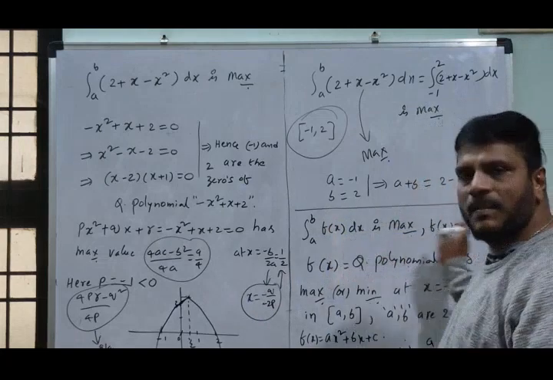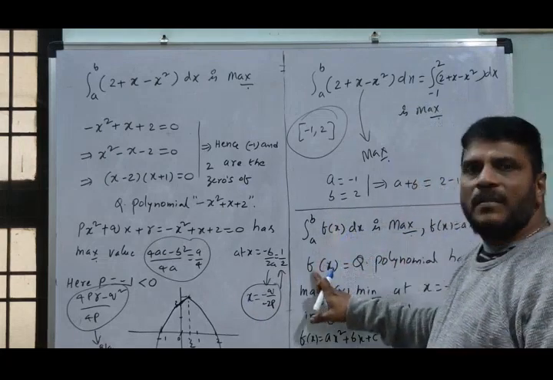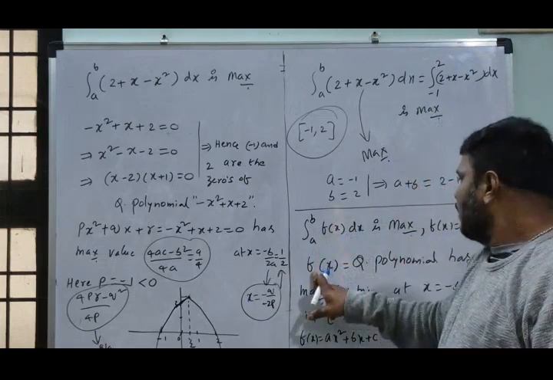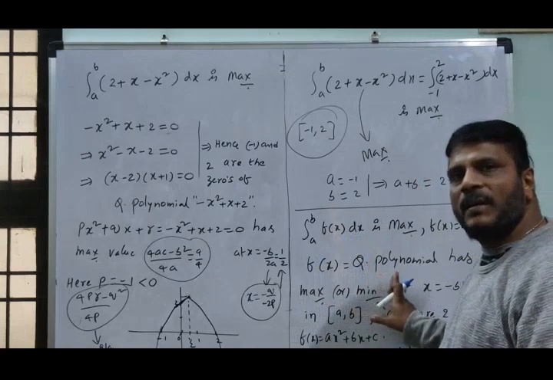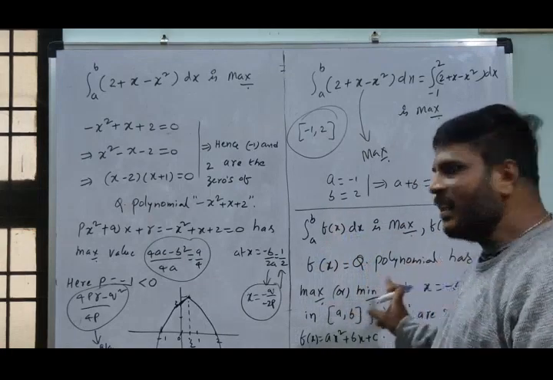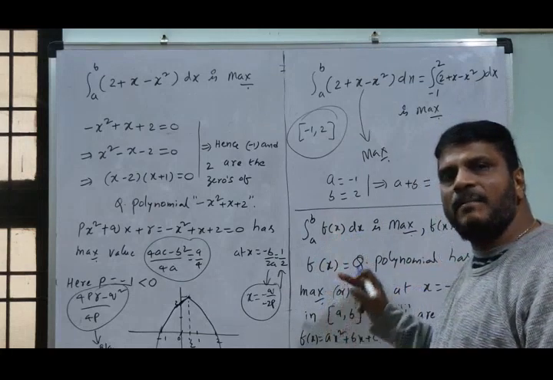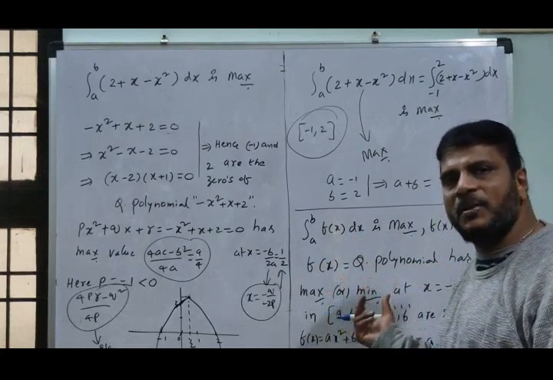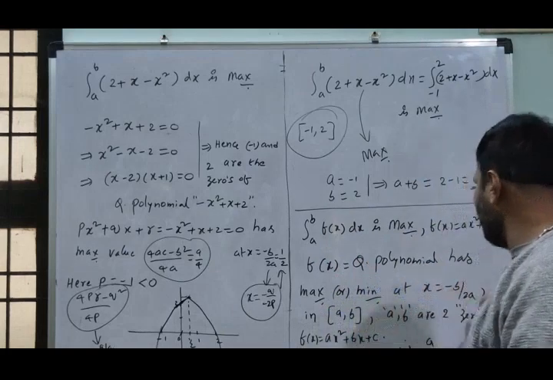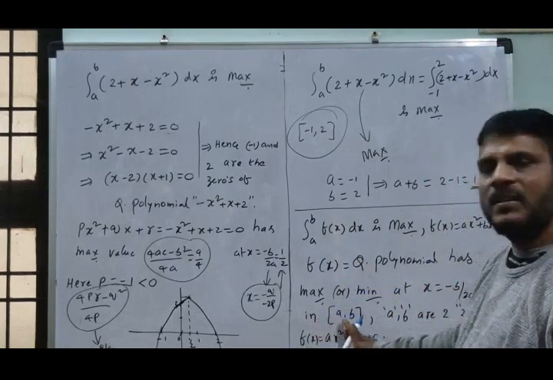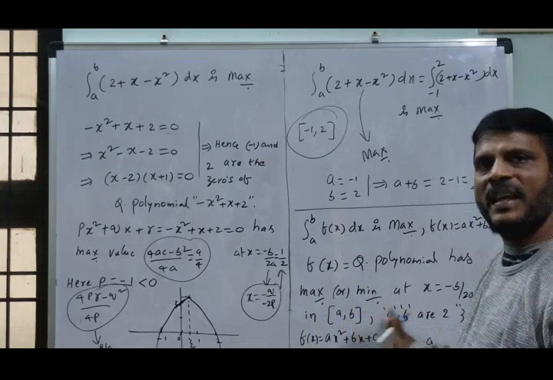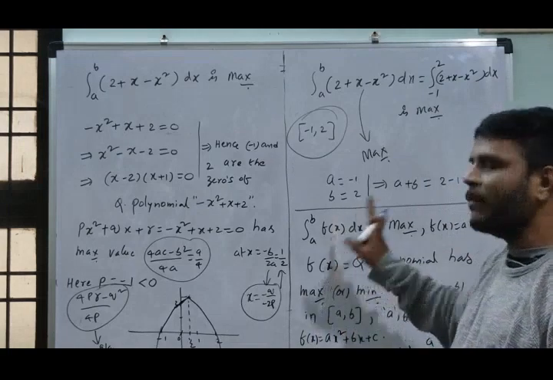The quadratic polynomial f(x) = ax² + bx + c has a maximum or minimum at x = -b/2a in the closed interval [a, b], where a and b are the zeros of the quadratic polynomial.